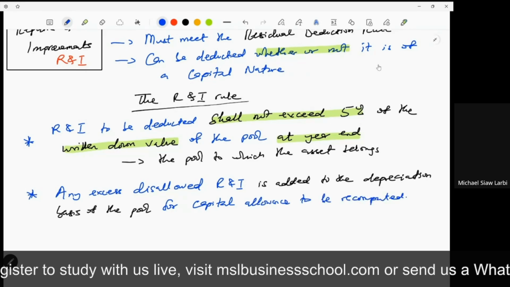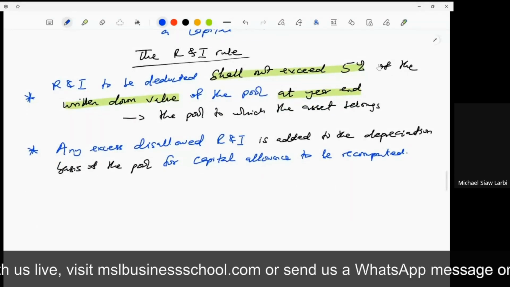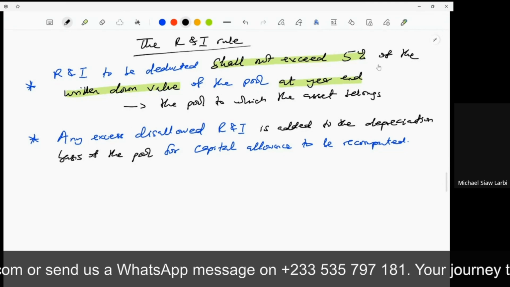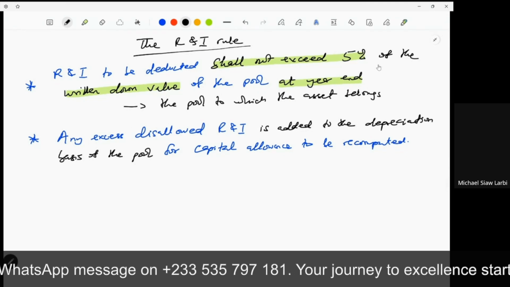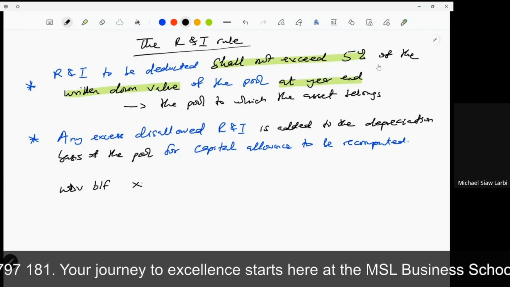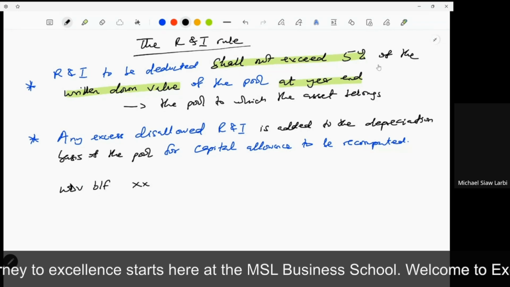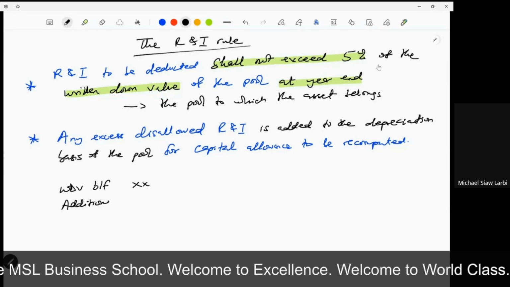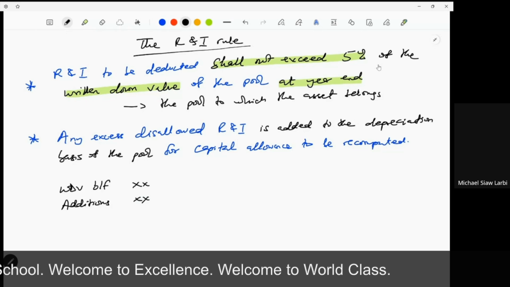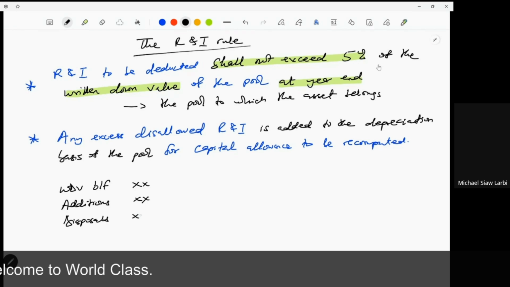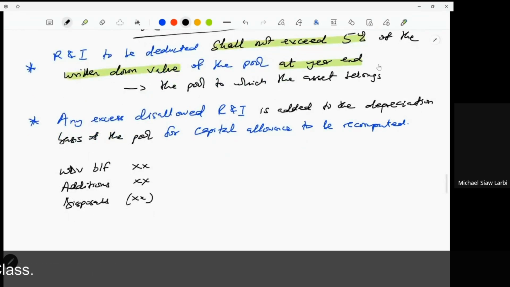Let me just simplify it for you again. When we start doing capital allowance, this is how it's going to look. Watch me carefully, I want to make it visual for you. Written down value brought forward. This is the opening balance of the pool or the assets in the pool, right? You add additions, if any, which is assets you bought. You less disposals of assets from the pool. You get what we call your depreciation basis.